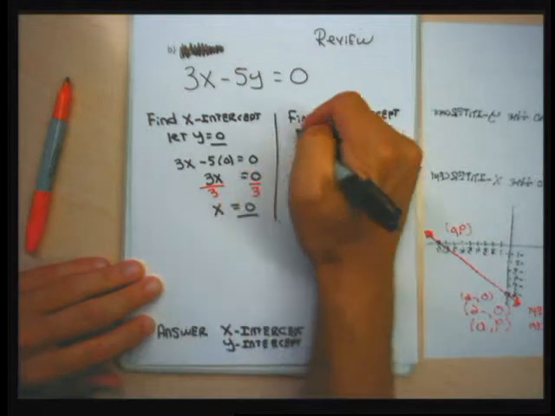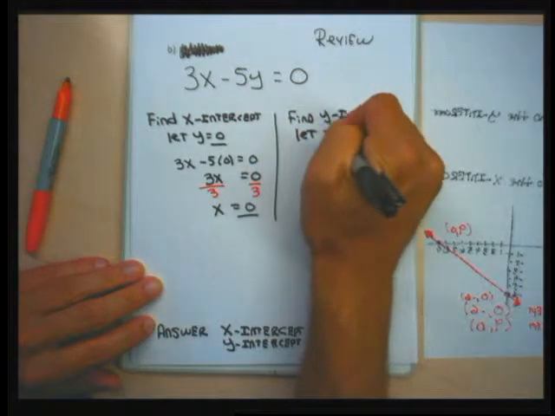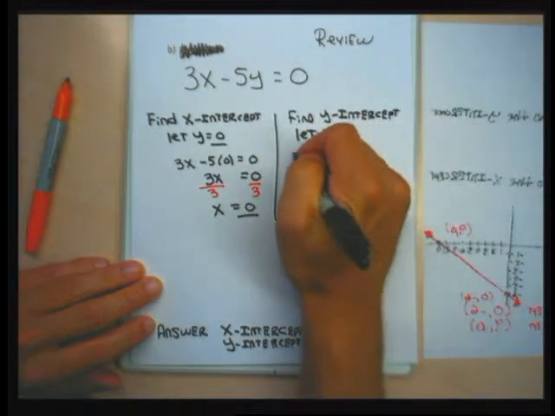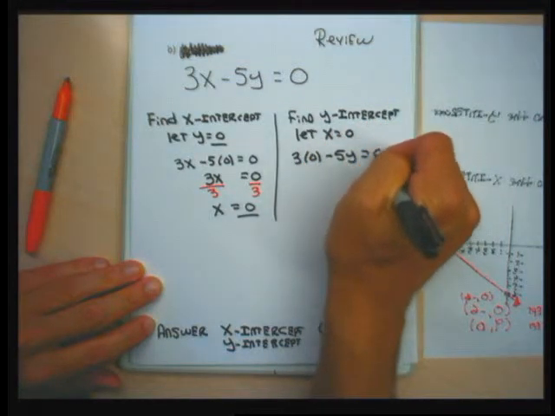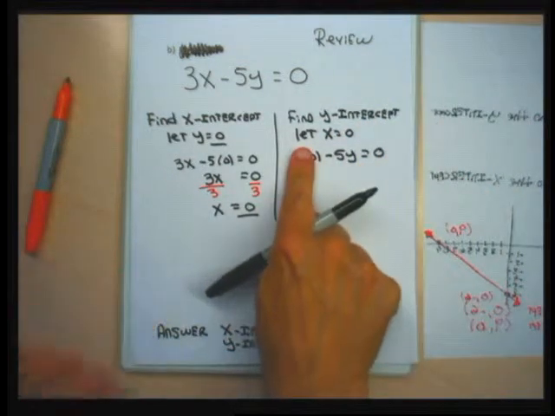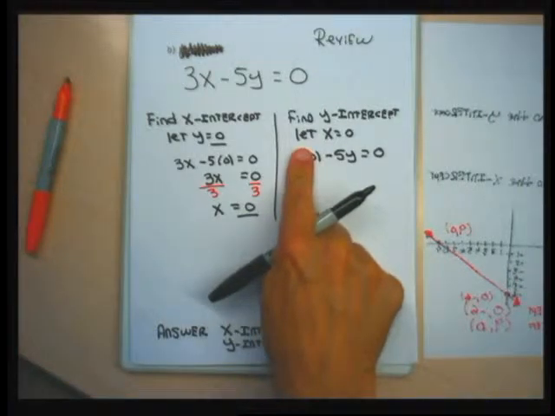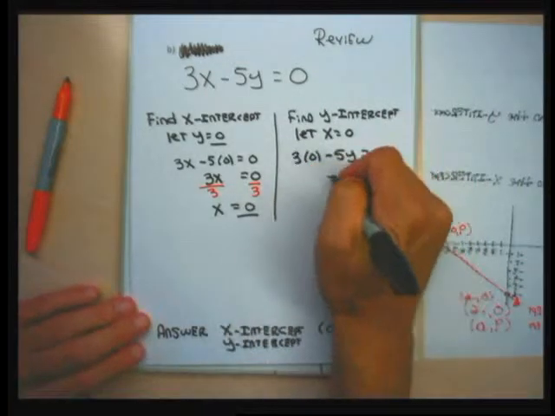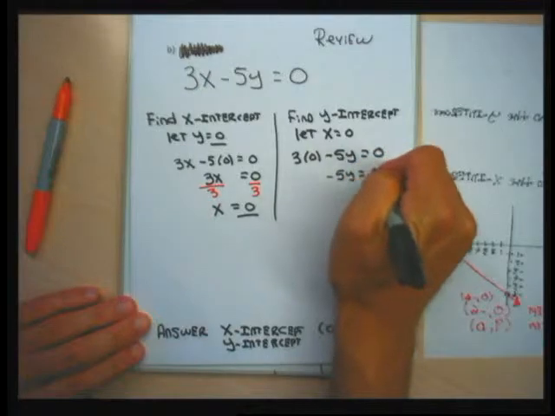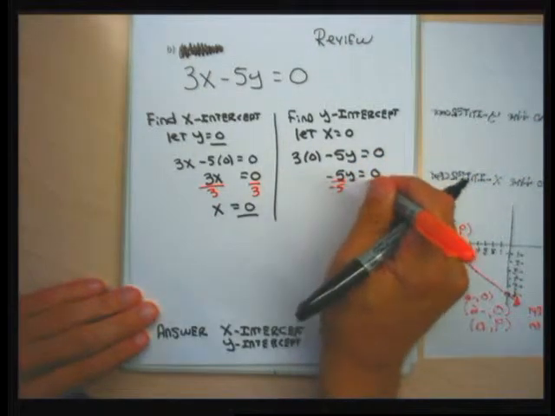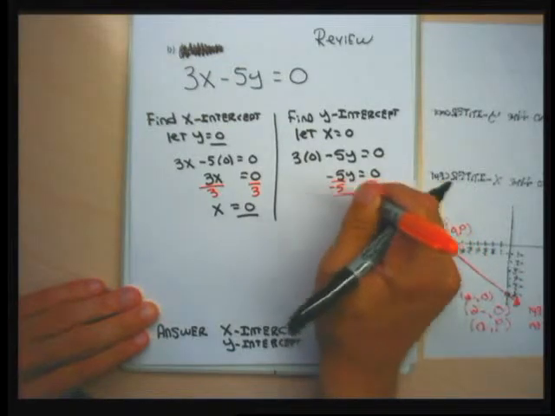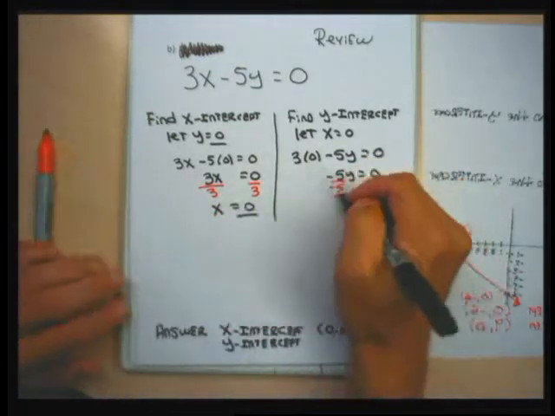To find the y-intercept, I let x be 0. So I go 3 times 0 minus 5y equals 0. The 3 times 0 piece turns into 0 minus 5y equals 0. And that makes the left side simplify to minus 5y equal to 0. I'll divide both sides by negative 5.